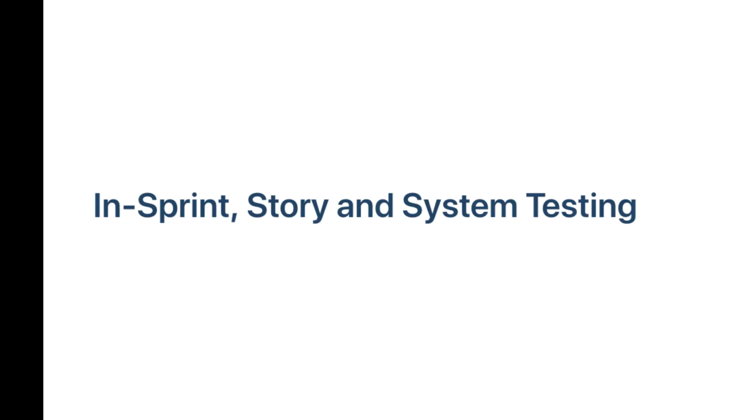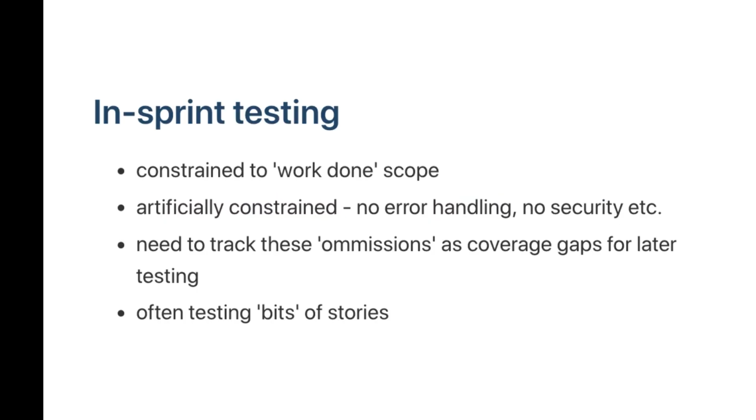We should also look at some of the ways that we figure this stuff out in Agile processes, because most people will be doing Agile. So very often in Agile, we've got the in-sprint testing. What we're often looking at there is we're constrained to the work done scope, right? We won't do error handling testing yet. There's no focus on security. We're not looking at performance yet. So we're artificially constraining what we might think about as we test.